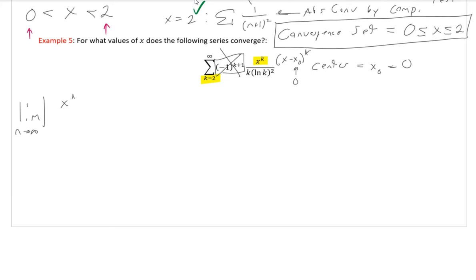So x to the k plus 1, so we're doing k to infinity rather, divided by, if I put in k plus 1, I have (k plus 1) times (natural log of k plus 1) quantity squared. And then the reciprocal of the original. k times (natural log of k) squared over x to the k power.